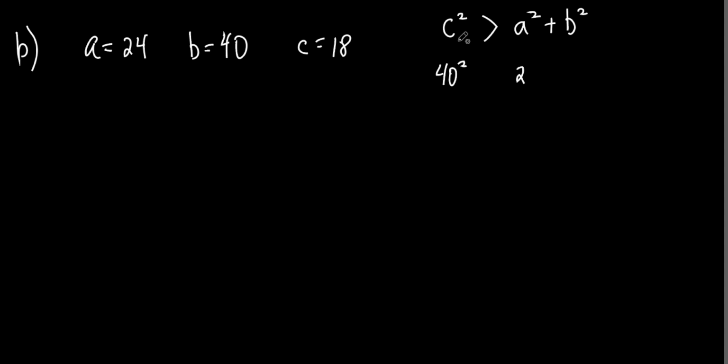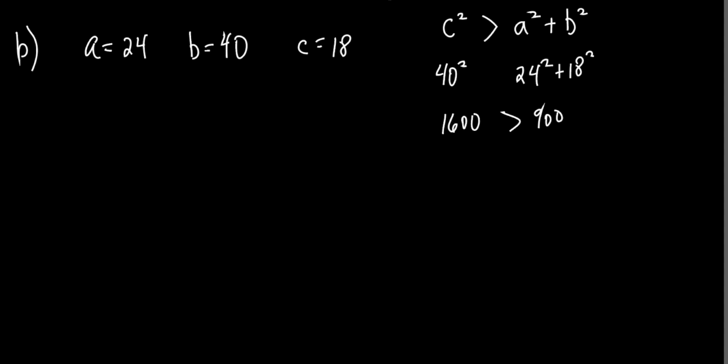Again, the A, B, and C might mess you up a little bit here, but the C represents the longest of the three sides. All right, so that's the 40. The A and the B are the other two sides. So that would be 24 squared plus 18 squared. I'll do the math for you. It's 1600. That's easy. You could do that yourself. And this comes out to be 900. So 1600 is greater than 900.